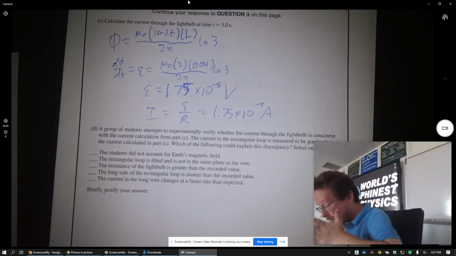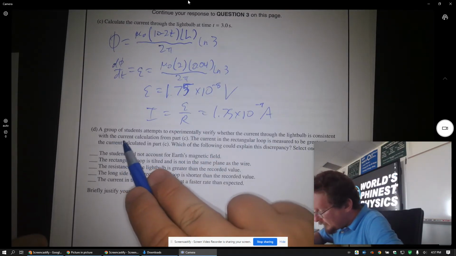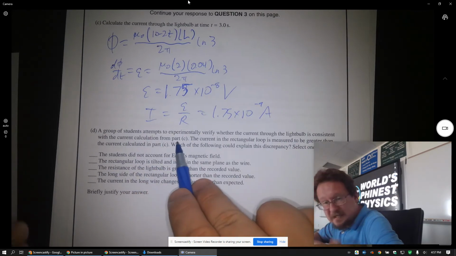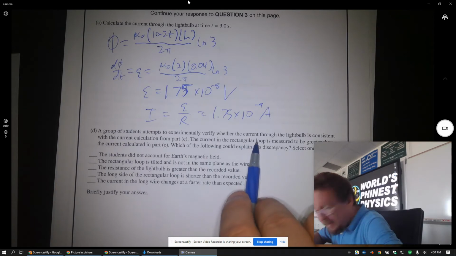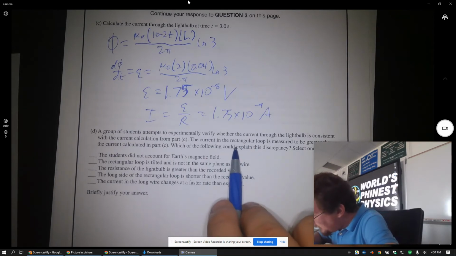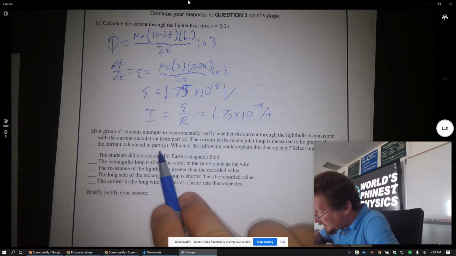Okay, a group of students attempts to experimentally verify whether the current through the light bulb is consistent with the current calculation from part C. Seriously? I must have messed up my flux integral is what I'm pretty sure about. The current in the rectangular loop is measured to be greater than the current calculated in part C.